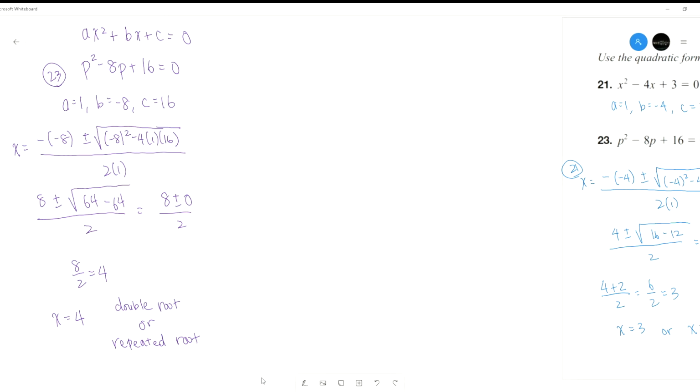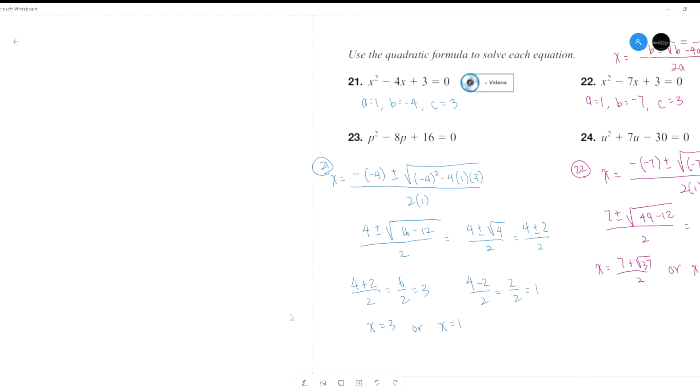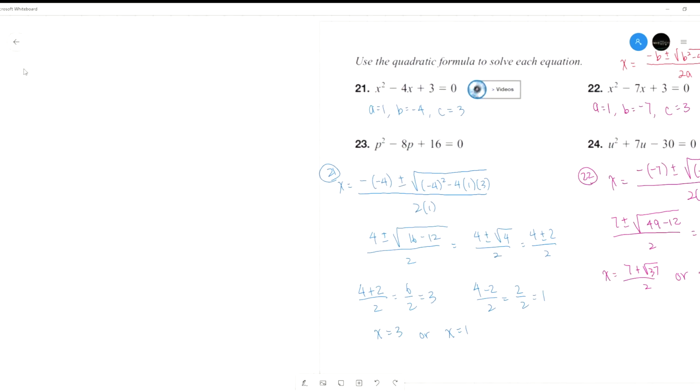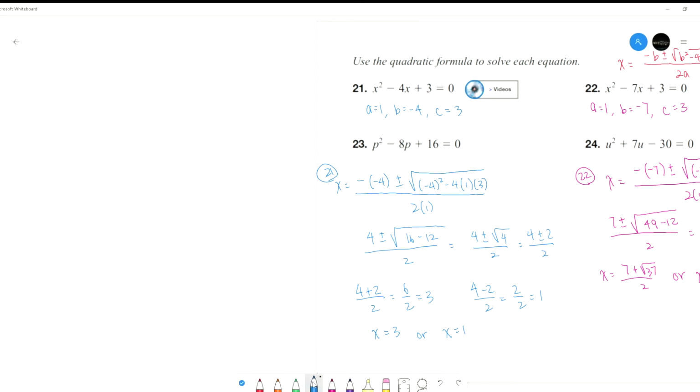All right, number 24. Let me see what the problem was. 24. Let's do that in orange. So number 24, we have u squared plus 7u minus 30 is equal to 0. So it's already equal to 0. I can identify a is 1, b is 7, and c is negative 30. Right? So x is equal to negative b plus or minus.